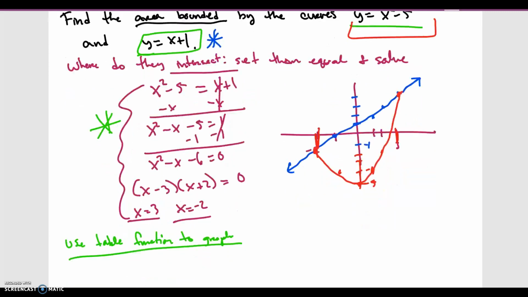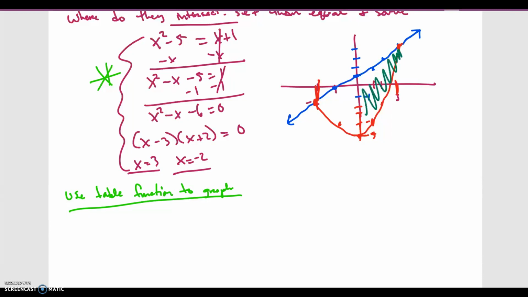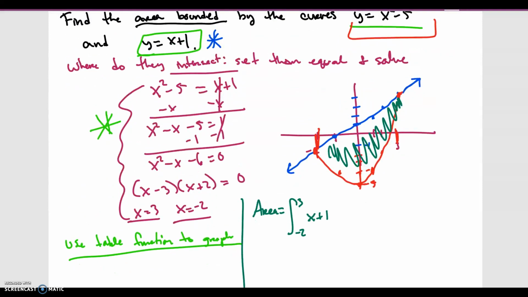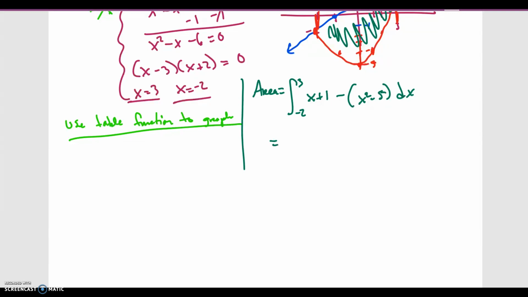So now let's go ahead and find this area. This area is bounded by these two different graphs. We clearly see that the upper graph is going to be my line. So my area is going to be the integral from -2 all the way to 3 of my upper function, x plus 1, minus my lower function, x squared minus 5, dx. Now let's go ahead and solve this.